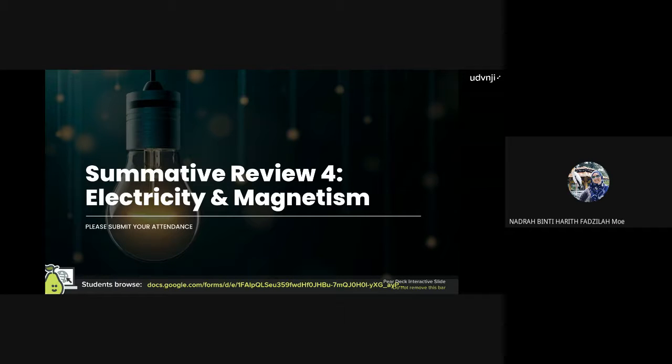Hopefully kita dapat buat a quick review about electricity and magnetism. I think in the textbook, electricity dengan magnetism ni is around page 180 plus macam tu lah ya. Lebih kurang lah kita nak tengok the first two subtopic sahaja, iaitu generation of electricity and also transformer. So sekejap saya dah start recording.